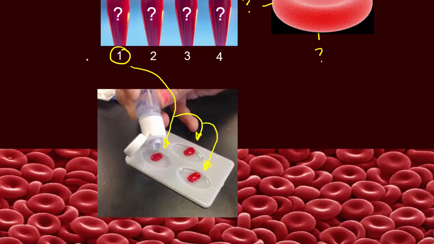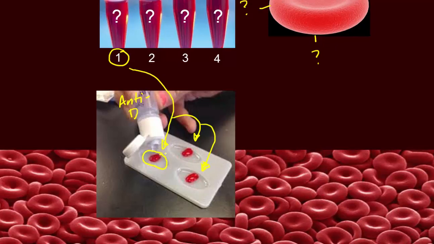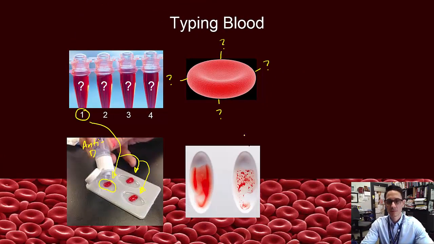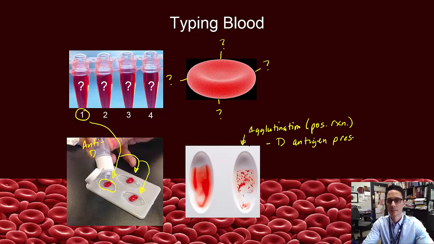Okay, so if I add some antibody D to this well here, and I stir that sample up, if that sample agglutinates when I add anti-D to it, this is telling me this is a positive reaction. But what it's really telling me is that there is the D antigen present.